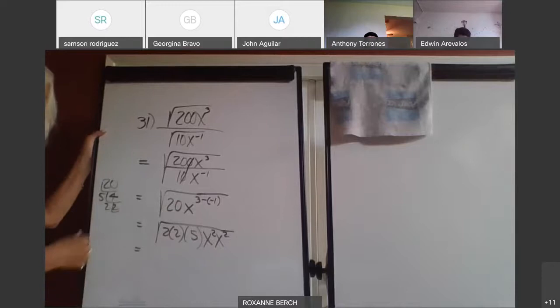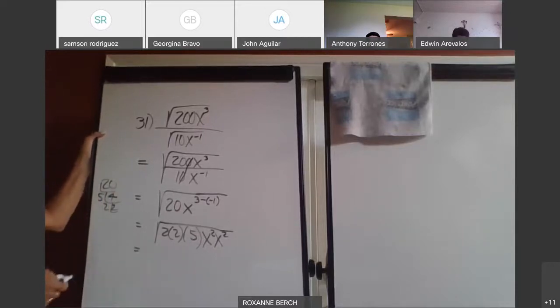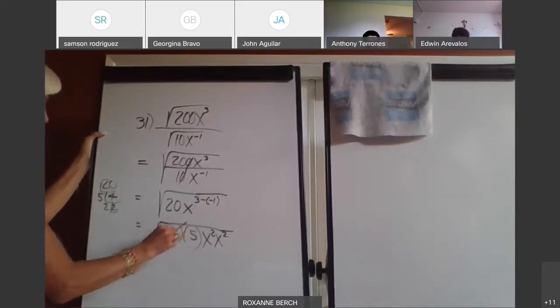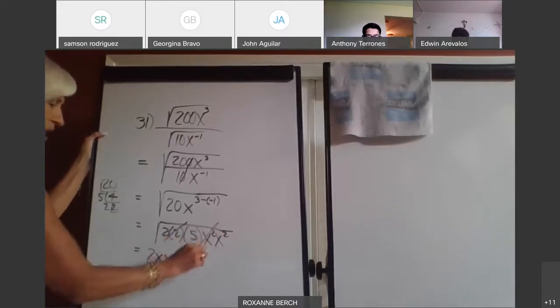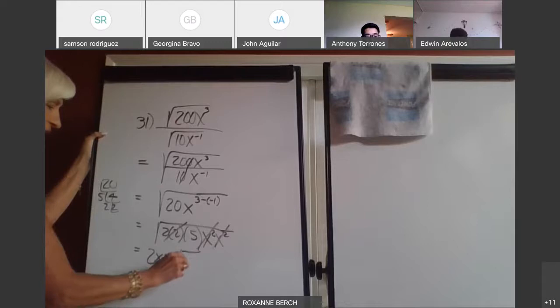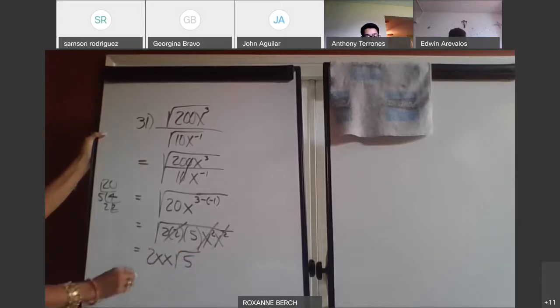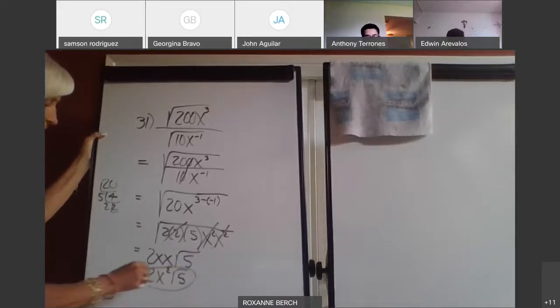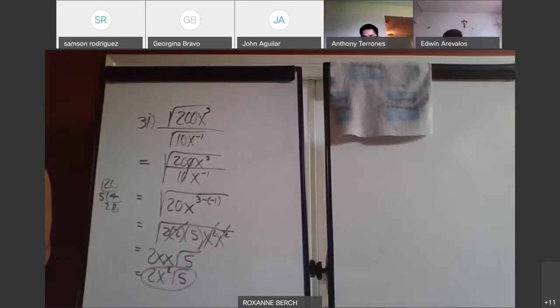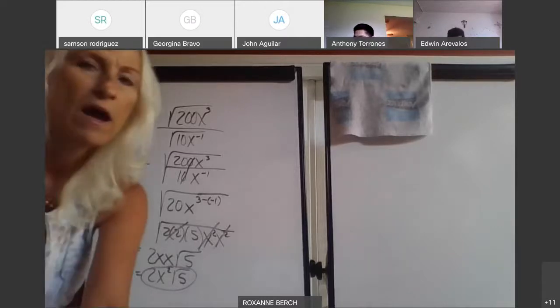So remember, for every pair, one gets to come out. So a 2 gets to come out, an x and another x get to come out. And what's stuck under here is a 5. So your final answer is 2x squared square root of 5. So that's what you want to do, is you want to try to simplify. You can.